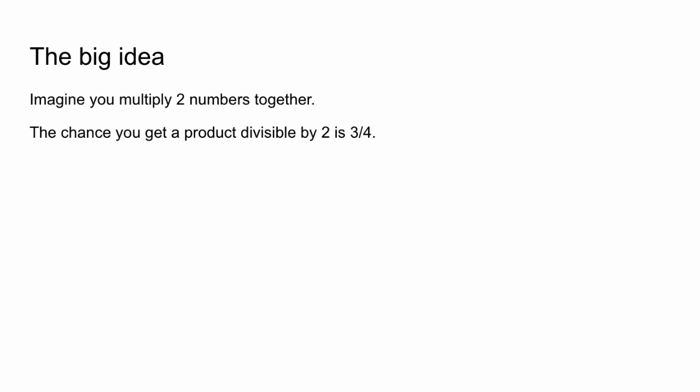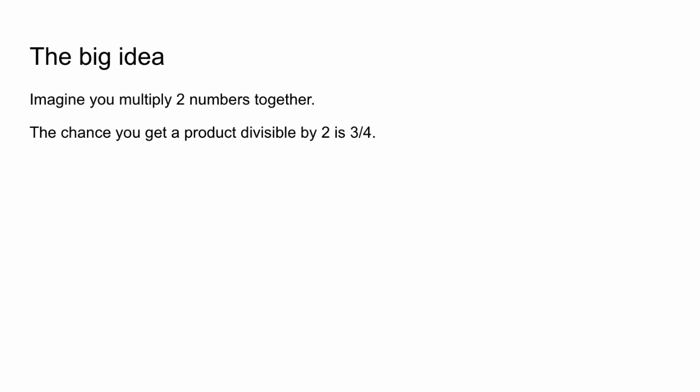Let's say you multiply two numbers together, two numbers of any size. The probability that you get an even number as your product is going to be 3 out of 4. There's more than one way for us to prove this.